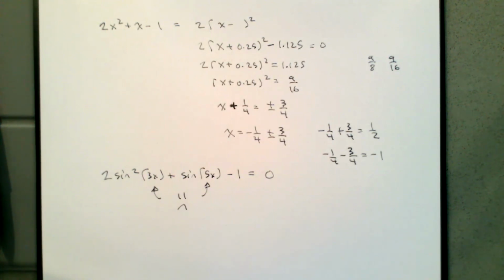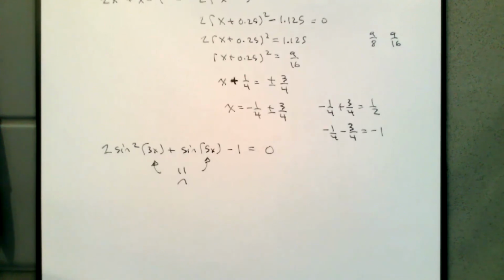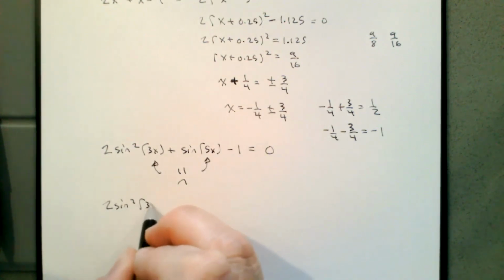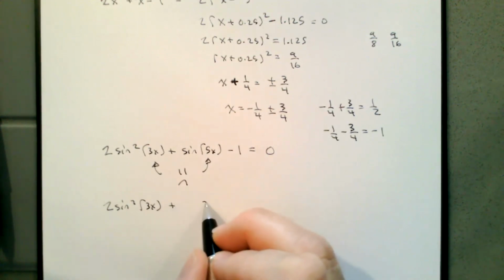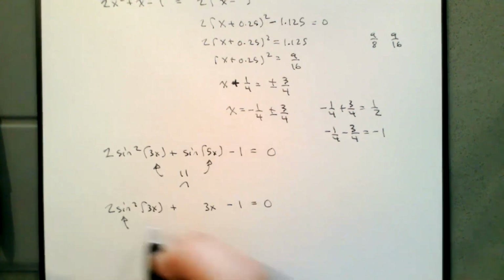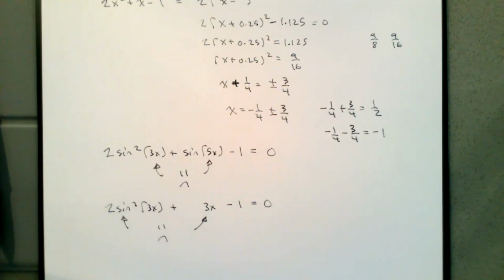I can't resolve this. One of them is a 3x and the other one's a 5x. I don't have the same period. I can't say w equals, and what am I going to say w equals? I'm going to have two different things. If I have 2 sine squared of 3x plus just a 3x, no trig function, then the problem is this sine and this 3x. I've got a trig function combined with a polynomial function.